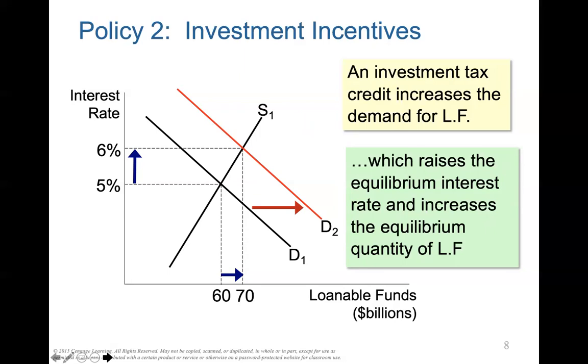Now, they could do the opposite. They could tax investments, and then the demand curve would go the opposite way. But if they are making it easier for us to invest, then people would do what? Actually, the demand would go up.